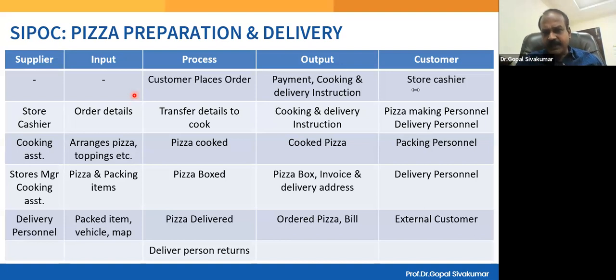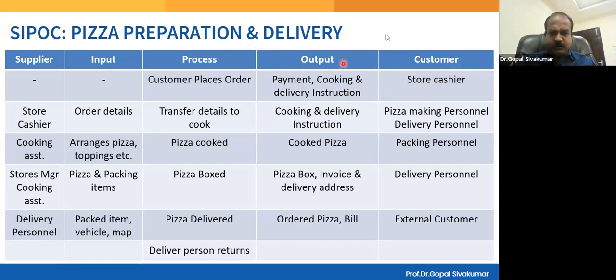So see here, the store cashier is the customer for the first step. Am I right? And now what he gets is a payment. He gets cooking instruction. He also gets delivery instruction, because anyone who is placing the order normally pays the money. They have to tell what kind of pizza they want, what topping they want, and to which address the pizza must be delivered. So all of these things are coming to the particular person who is the cashier.